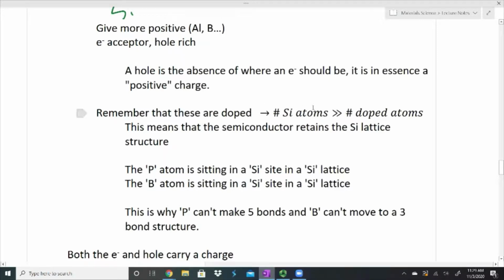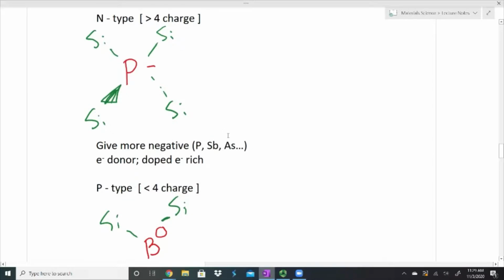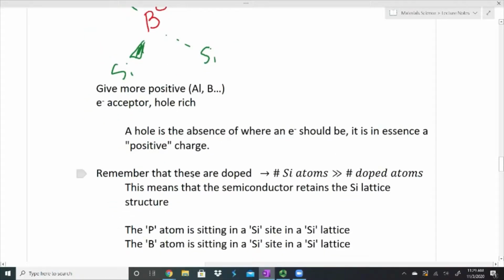That means that the number of silicon atoms is still much, much higher than the doped atoms that we put into them. So the majority of this material is still silicon. I've just sprinkled in a tiny bit of boron or phosphorus. And that's an important thing because what this means is that the overall crystal retains the silicon lattice structure. It still wants to only have 4 bonds. It has the structure of silicon. If I were to put too much boron in or too much phosphorus in, it would change the actual structure of the material and it wouldn't act as a semiconductor anymore.